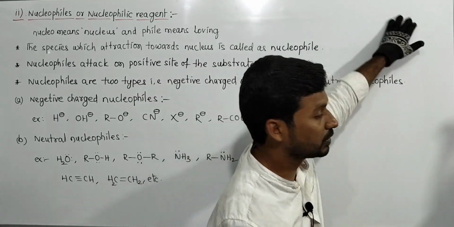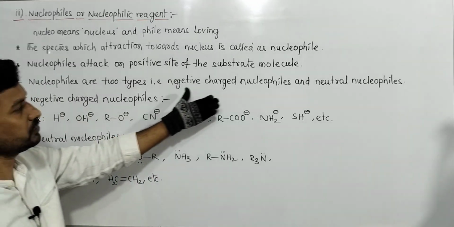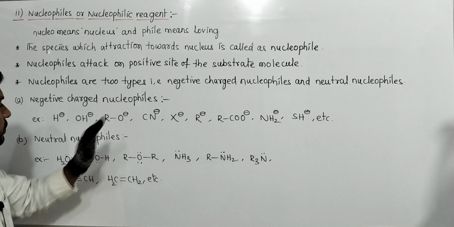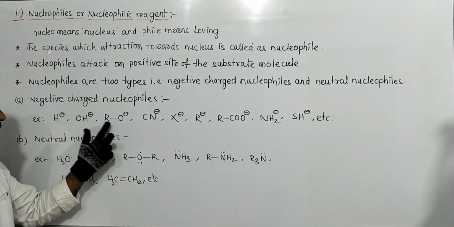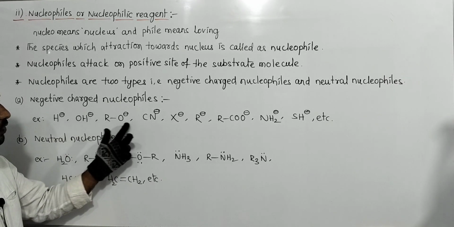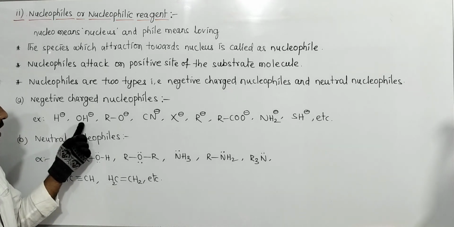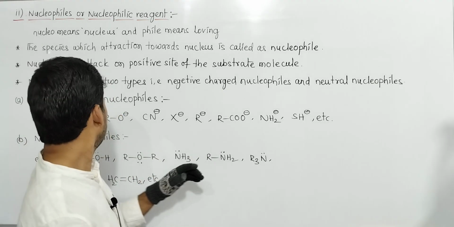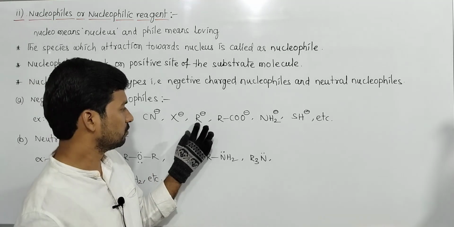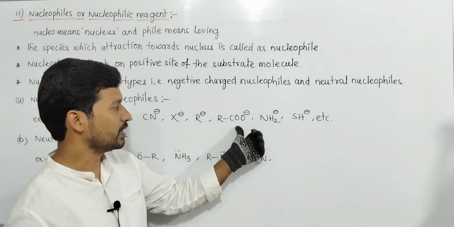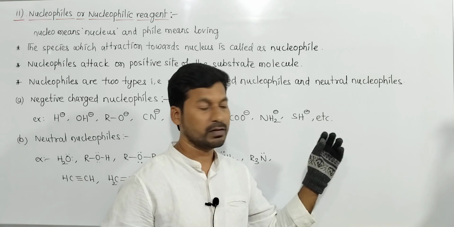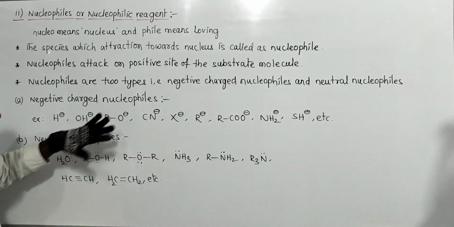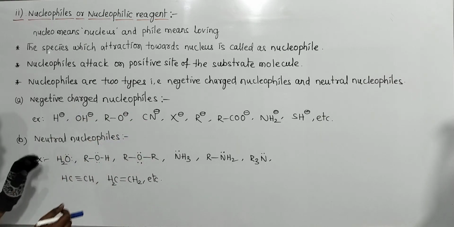Nucleophiles are of two types, similar to electrophiles: negative charged nucleophiles and neutral nucleophiles. What are negative charged nucleophiles? H minus, OH minus, carrying negative charge. RO minus, cyanide, hydride, hydroxide, alkoxide, halide, alkyl carbanion, acetate ion, amide ion, and hydrogen sulfide ion. All these are negative charged nucleophiles. All of them are seeking the nucleus.